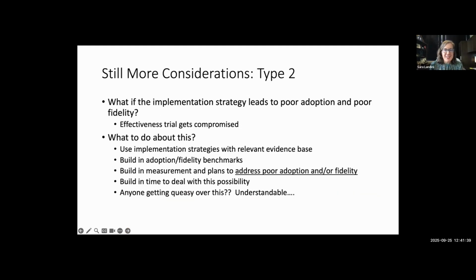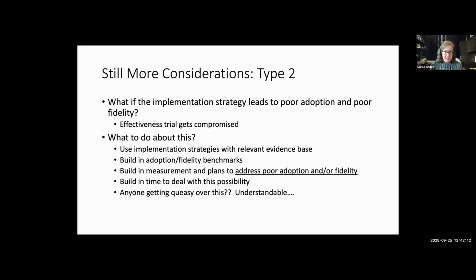You also need to think about, what if your strategy doesn't work so well and it compromises your effectiveness trial? What if you have picked poorly and it's not the strategy, or you needed other things? So what to do about this? You want to make sure you're using implementation strategies that have an evidence base. You want to build in adoption or fidelity benchmarks. You want to be checking at certain timeframes about, is this working and do we need to switch gears, and what's our plan to switch gears if there's poor adoption or fidelity.